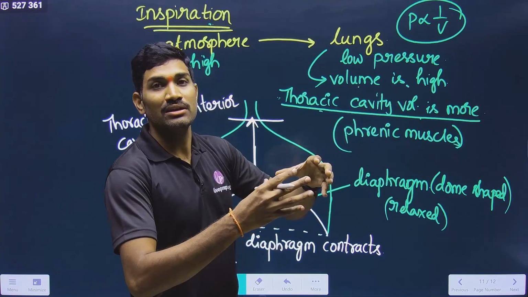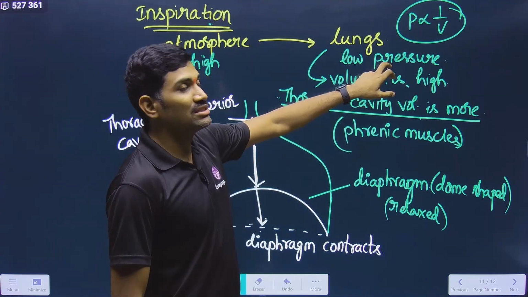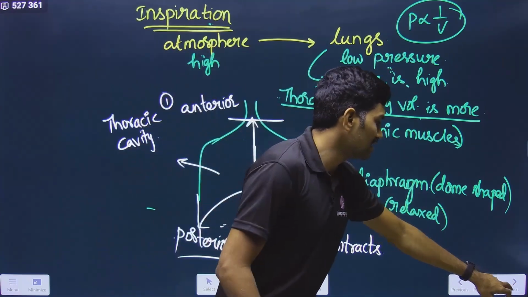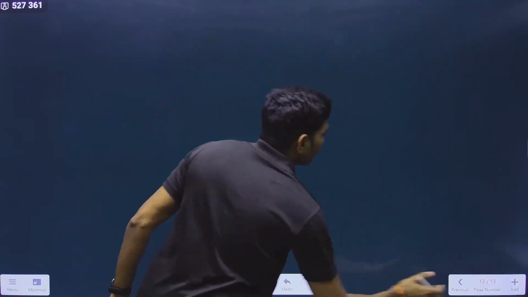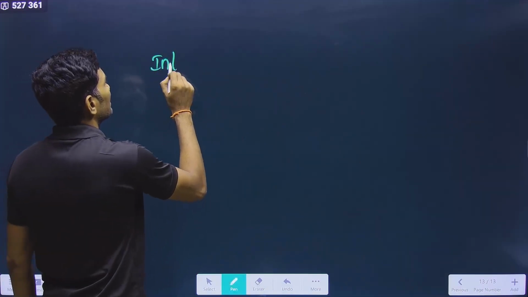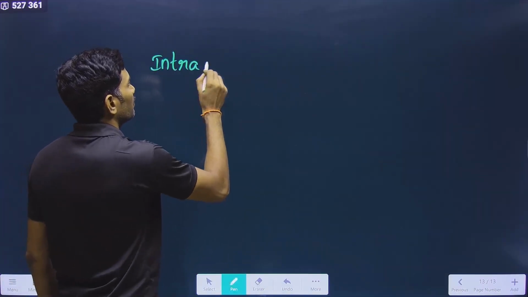Lungs are also expanding. Once the lungs are expanding, that means pressure inside this is called intrapulmonary pressure. Intra means within. Within what? Pulmonary, lung.